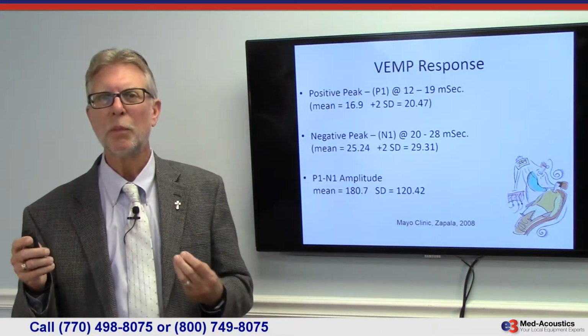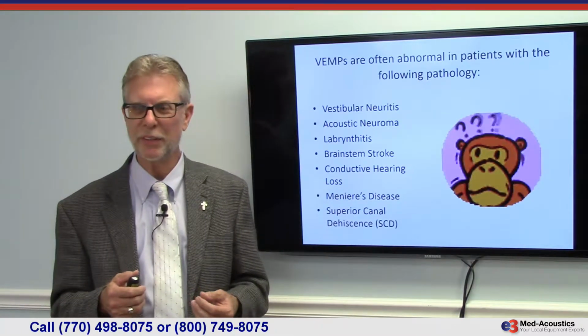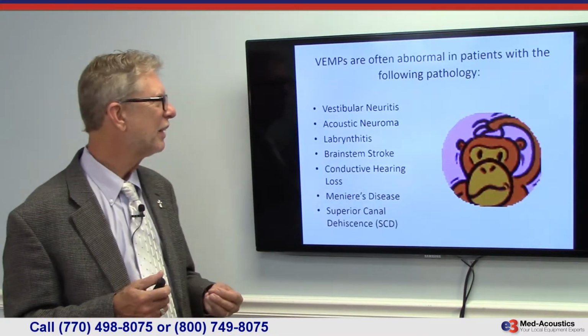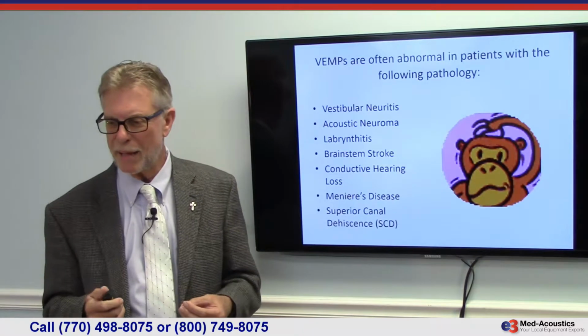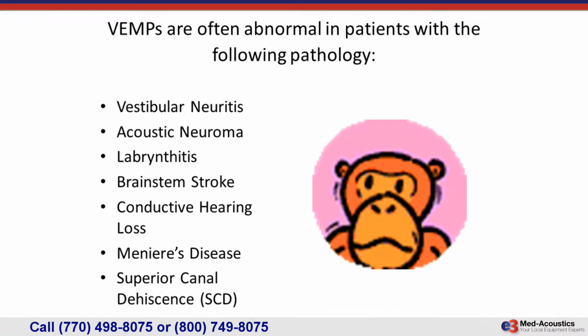Okay, so this next slide will be interesting, and the reason the monkey is scratching his head is because VEMPs can be abnormal in patients with the following pathology. And look: vestibular neuritis, acoustic neuroma, labyrinthitis, brainstem stroke, conductive hearing loss, of course. That's going to make it contraindicated. Meniere's disease, and superior canal dehiscence, in particular, superior canal dehiscence.